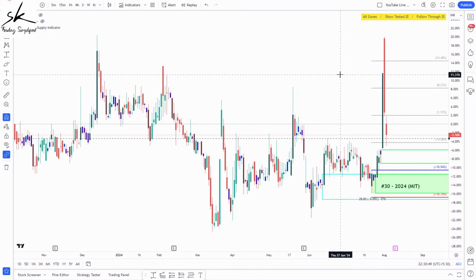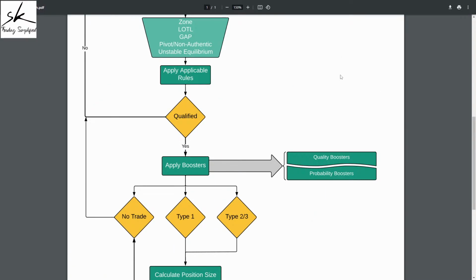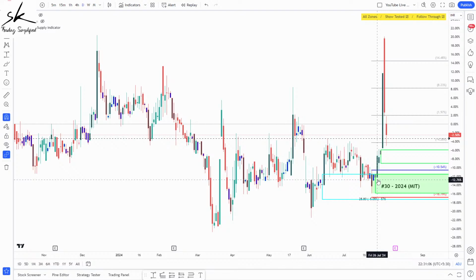All right, so yes, now we have moved from the upper zone to the lower zone because of some of the reasons I told you. The lower zone is not a case of level on top of level, but definitely a coinciding level. The zone is not because of a gap, therefore gap rules will not apply. Talking about pivot non-authenticity, it is a drop-based rally structure to which we always apply pivot non-authentic rules.